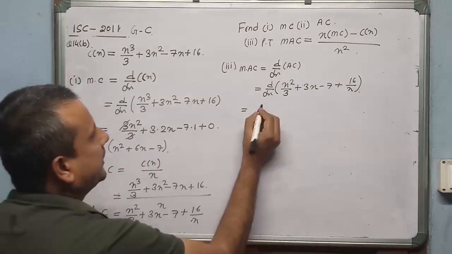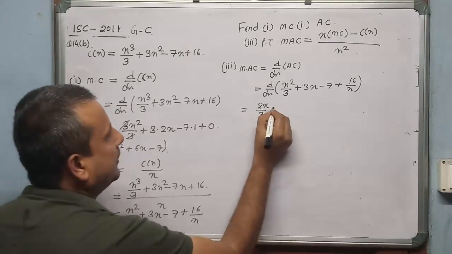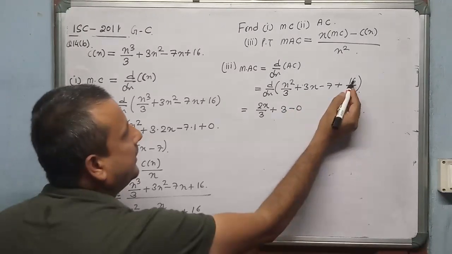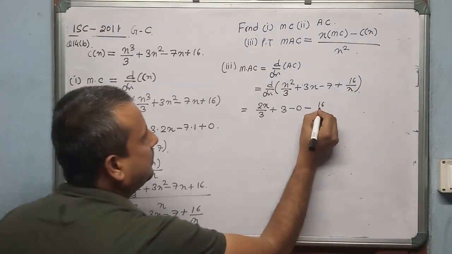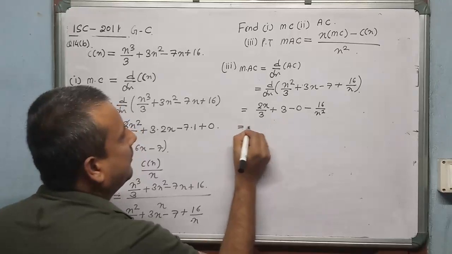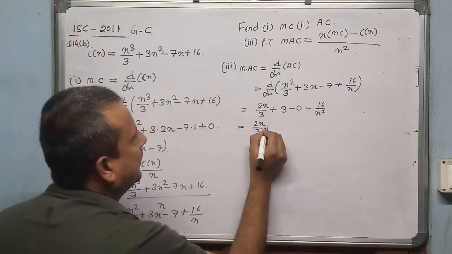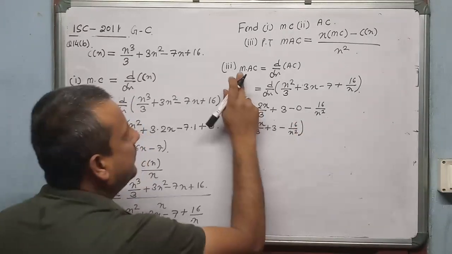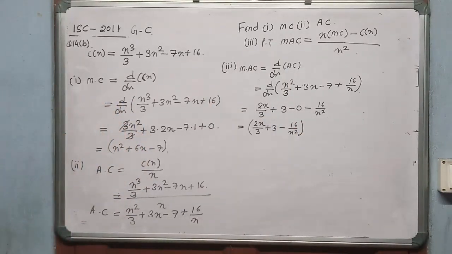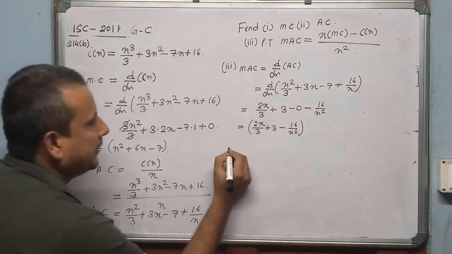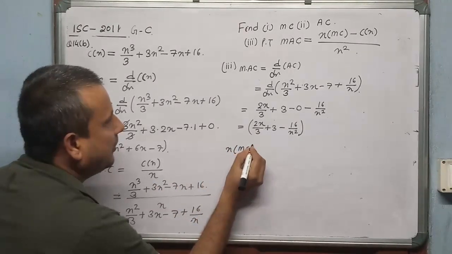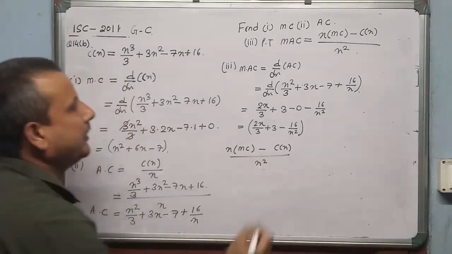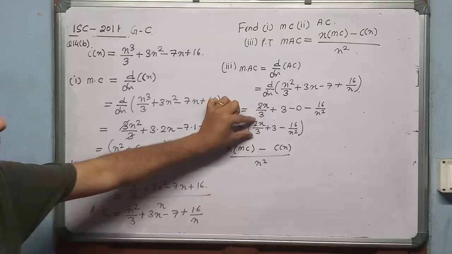Now this is d by dx. The derivative of x square by 3 is 2x by 3, the derivative of 3x is 3, the derivative of 7 is 0, and the derivative of 16 by x is minus 16 over x square. Now we get 2x by 3 plus 3 minus 16 over x square, the value of the left hand side. Now similarly, I'll calculate the right hand side: x into marginal cost minus cost function, over x square. We have to prove this is also equal to this quantity.